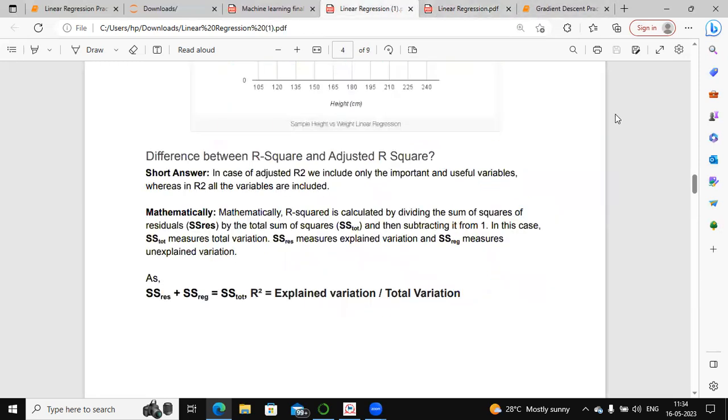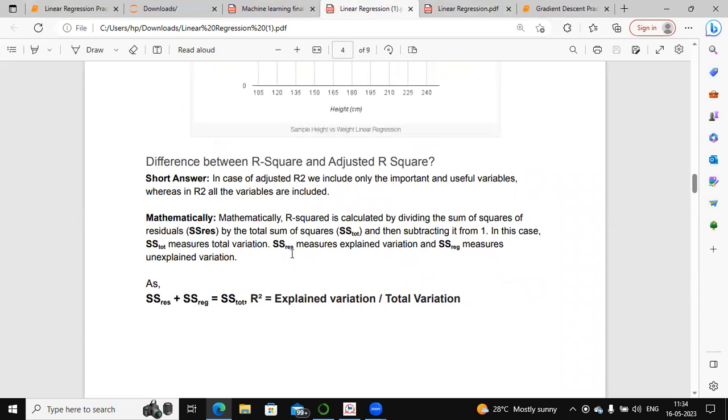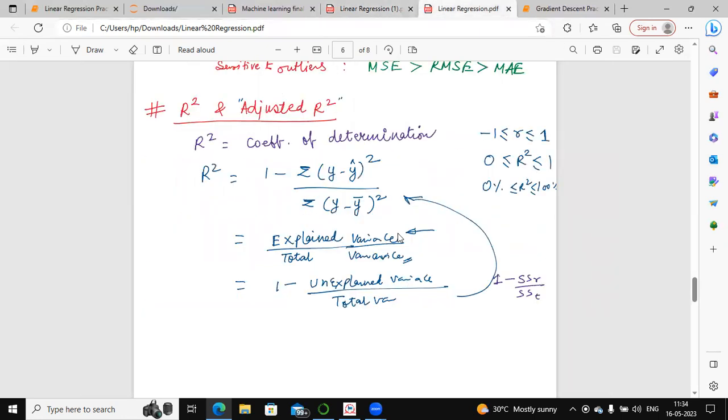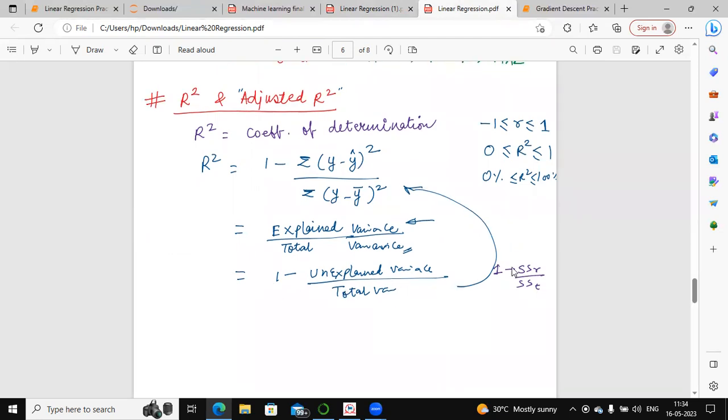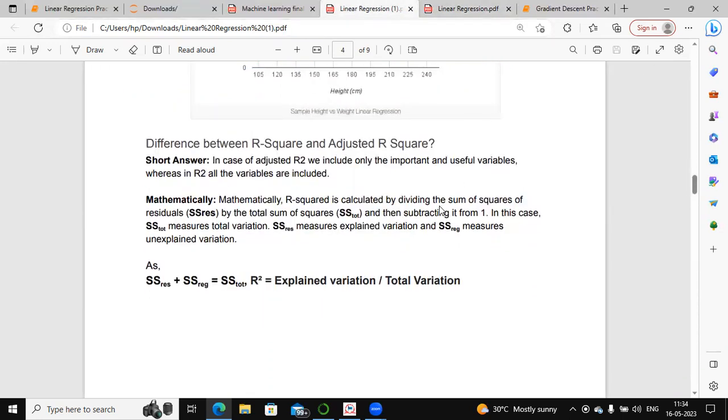That is, R square is calculated by sum of square residuals divided by the sum of square totals, subtracted from 1. In case of SS total, that is sum of square total, it measures total variation. Sum of square regression measures explained variation, and sum of square residual measures unexplained variation. That is, R square is explained variance by total variance, or 1 minus unexplained variance by total variance. That is 1 minus sum of square residuals by sum of square total.